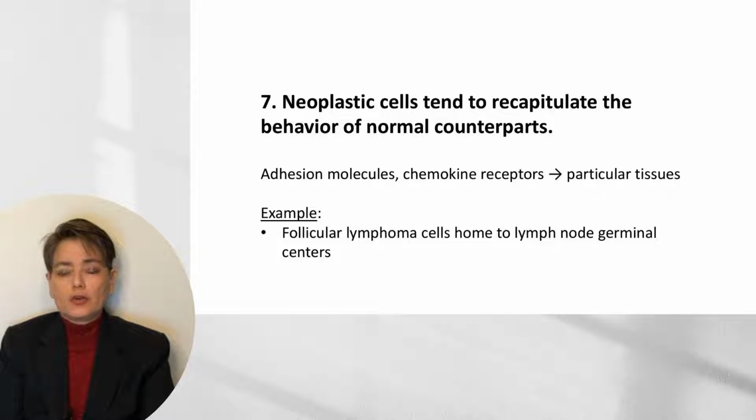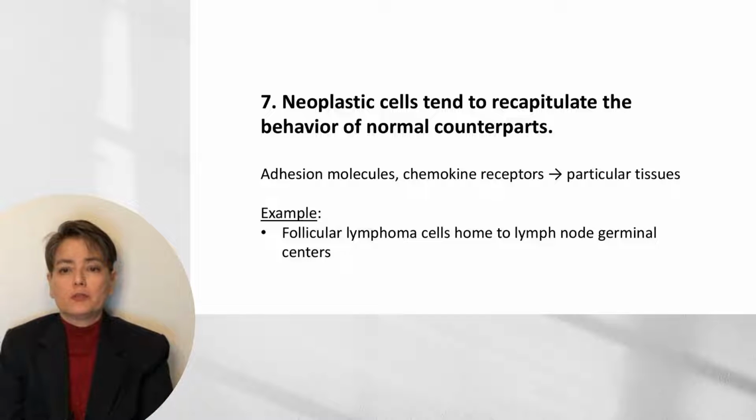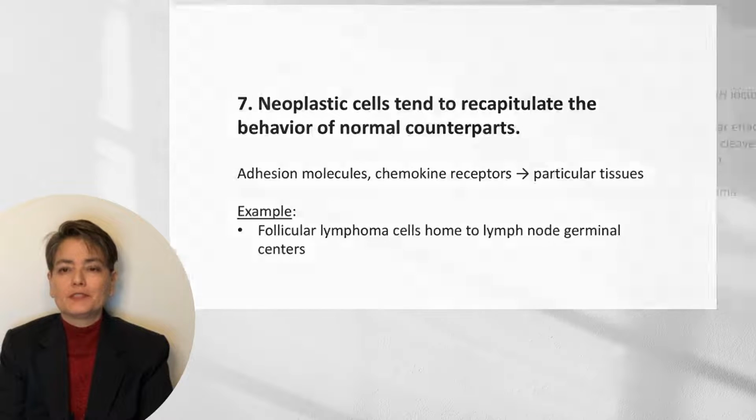Now, another feature of these neoplasms is that the neoplastic cells tend to recapitulate the behavior of normal counterparts. So we see this as well in our well-differentiated carcinomas, perhaps, that are continuing to elaborate hormones. We see this in our hematopoietic cells, in which they still will express the same adhesion molecules and chemokine receptors, which is going to result in them homing to particular tissues. So, for example, follicular lymphoma cells will home to the lymph node germinal center. This gives us our opportunity to discuss follicular lymphomas.